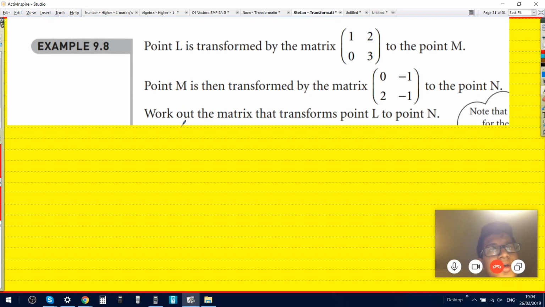Sorry. Is that like a column vector? The 1, 0 separately? Point L. Hold on. Point L is transformed by this matrix. It's point M. Point M is then transformed by this matrix. Transforms L to N. Yeah, that's right. So these are the two things. Would you add the 2 up?